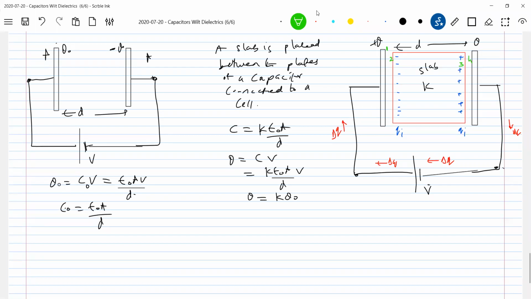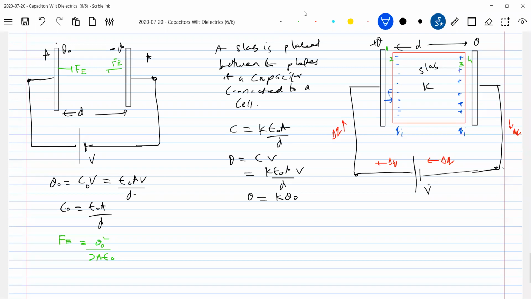You should not remember anything here. So let me go for the force of interaction. So earlier, what was the force of interaction? Let me call it Fe. It is equal to, earlier it is 2 Q naught square by 2 epsilon naught. Now what will happen to this force of interaction? This F we have to calculate.